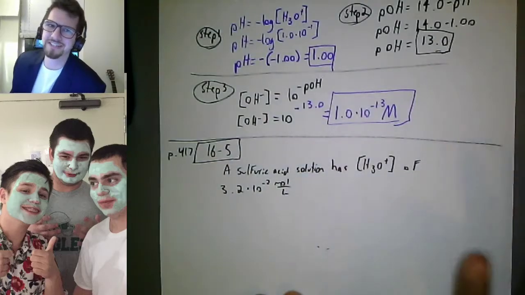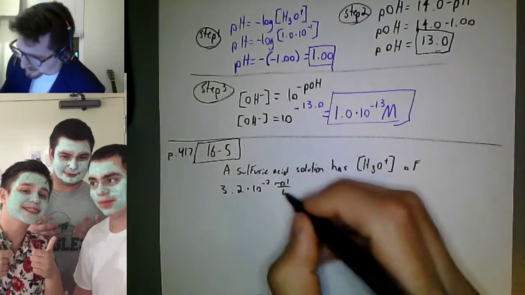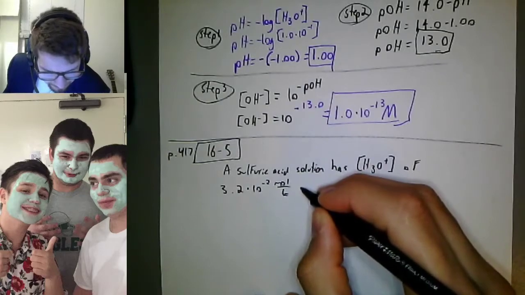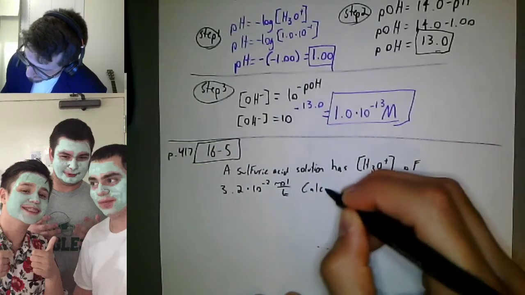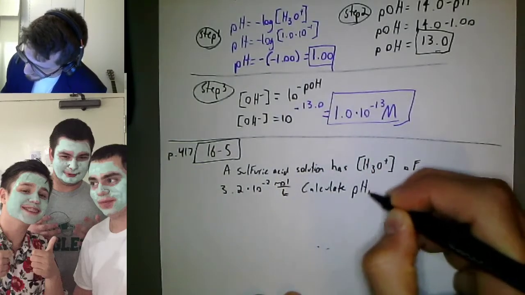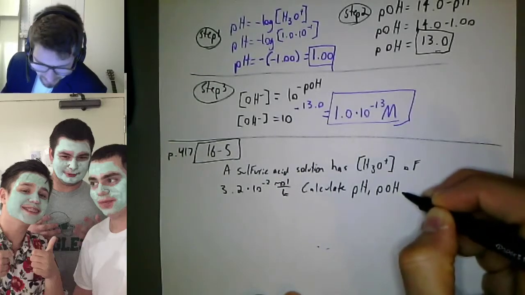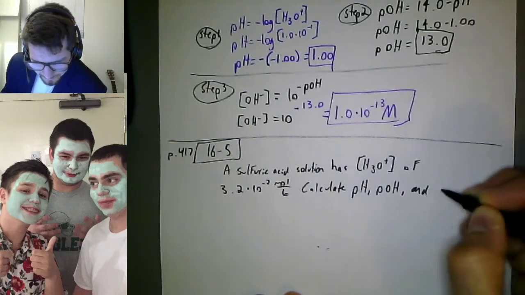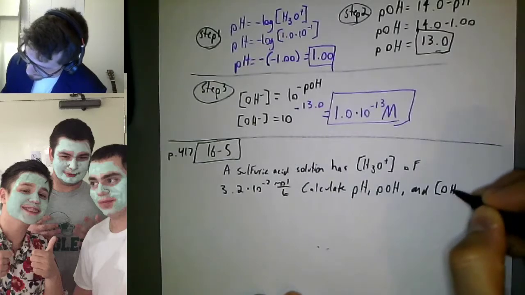And what is moles per liter? That's literally just the capital M. I don't know why they keep writing like this in the book. It's dumb. Calculate the pH, pOH, and the OH minus.